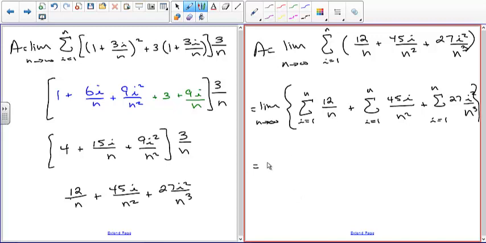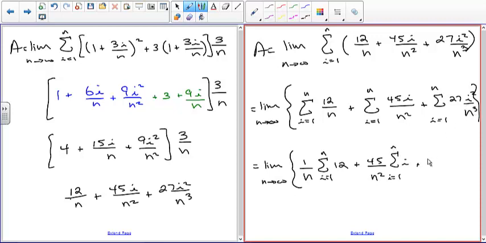Now, I'm going to factor out some terms here out of the summation. So we're going to have 1 over n times the summation from i equals 1 to n of 12 plus, in this case I'm going to factor out 45 over n squared. You'll see why in a second. And what that leaves is the summation of i from i equals 1 to n. And then the last one here, we're going to have 27 divided by n cubed times the summation from i equals 1 to n of i squared.